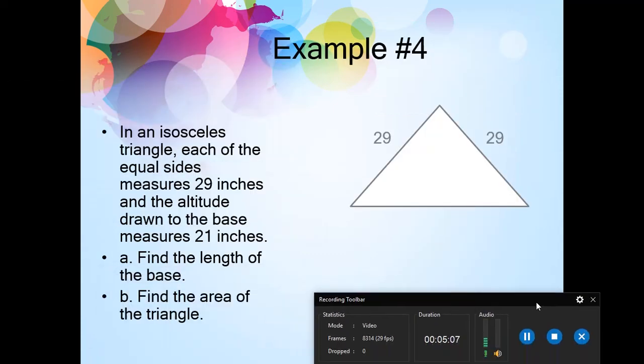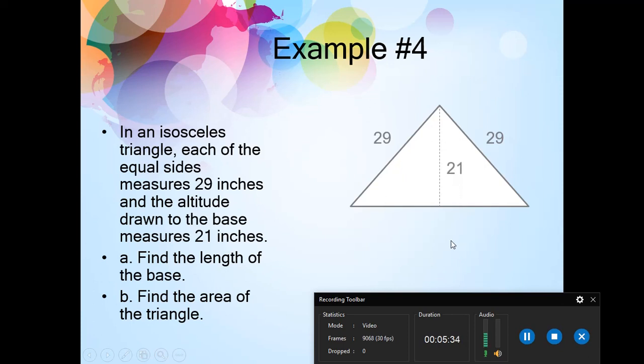For our last example, it says that we have an isosceles triangle. That means I have two sides that are equal. Each of the equal sides measures 29 inches. So I've drawn an isosceles triangle and I've labeled those two equal sides. The altitude is drawn to the base. So from the vertex at the top, this is my vertex angle, straight down. There's my altitude, and it is 21 inches. So we'll put that on the diagram.